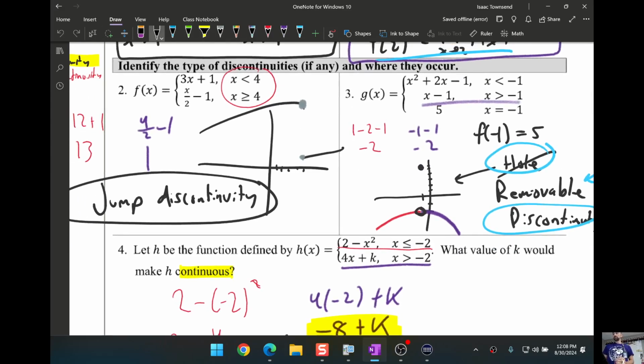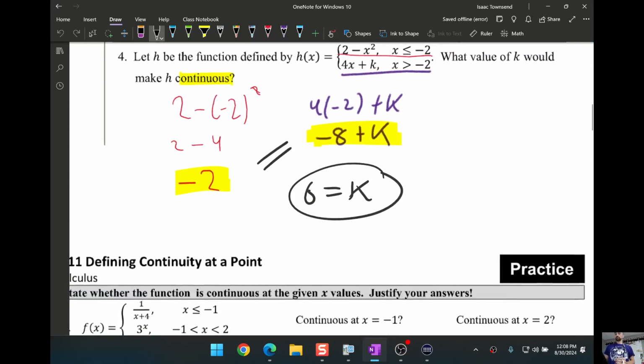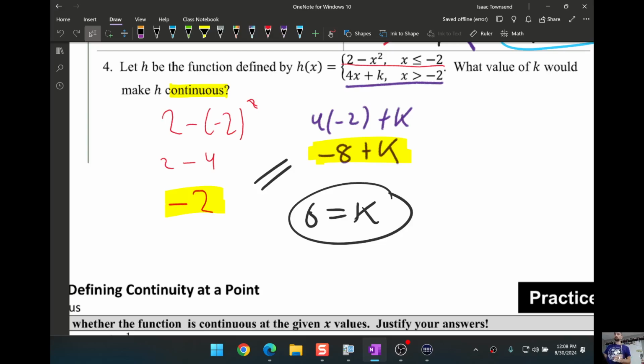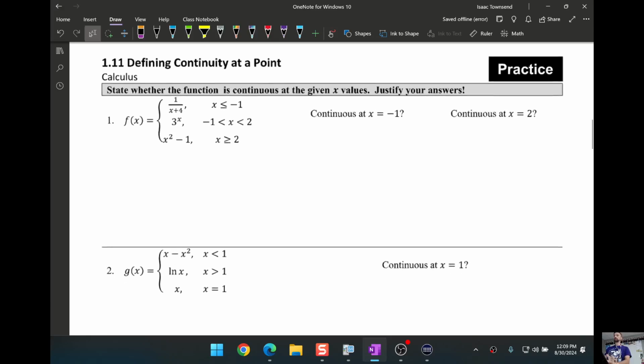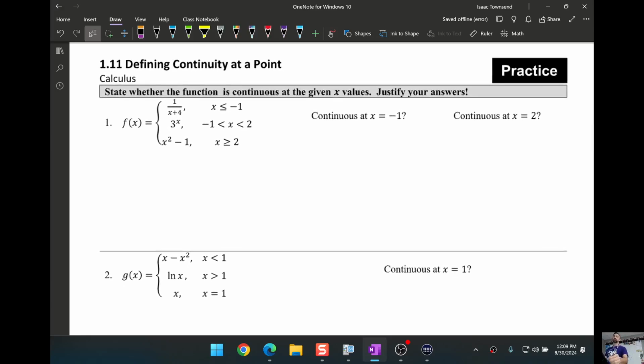Okay, we talked about types of discontinuity, but we just reviewed that, so I'm going to skip past that real quick. And then we looked at one where you could try to solve for a constant to make sure that it was continuous. So I just plugged in -2 into both of these. And then for these to be continuous, these values need to be the same. So I just set them equal to each other, which gave me an easy equation to solve for k. So you might want to spend another minute or two refreshing yourself on that. But then move forward, please.